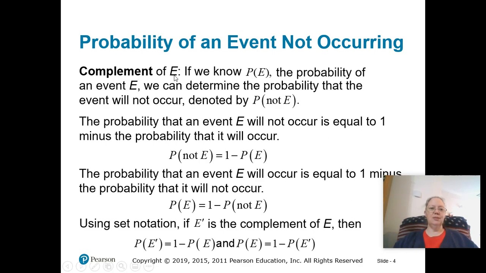So the complement of E is everything outside of E. In other words, for the probability of an event that does not occur, we're going to take the total probability, which is 1. Remember, the probability all has to add up to 1. And then we're going to subtract the probability that it will occur, and that's the probability it will not occur. Again, this is going to make more sense with an actual example.